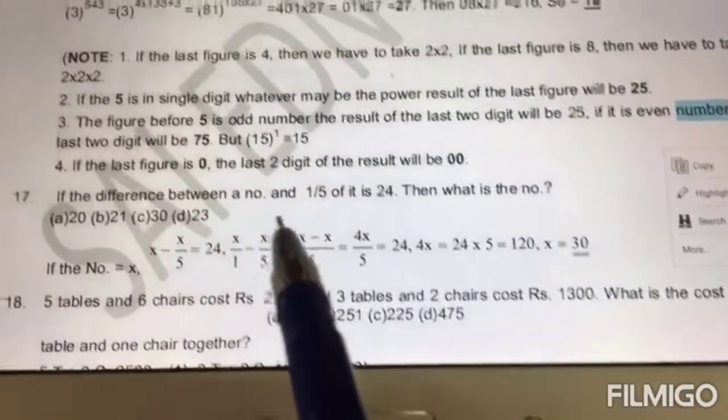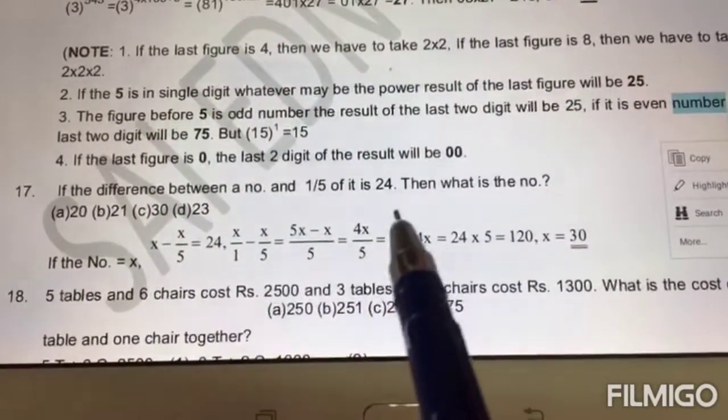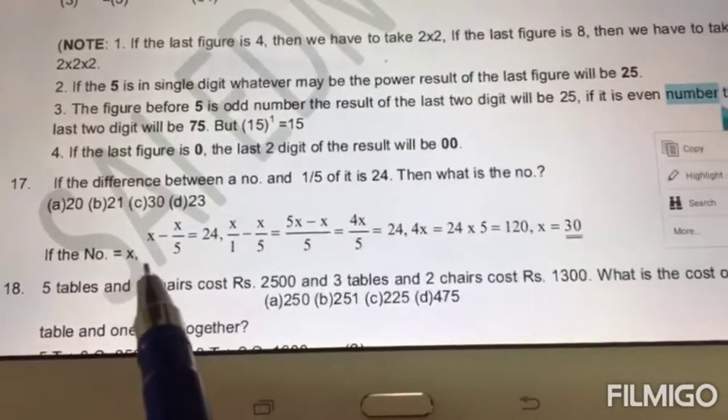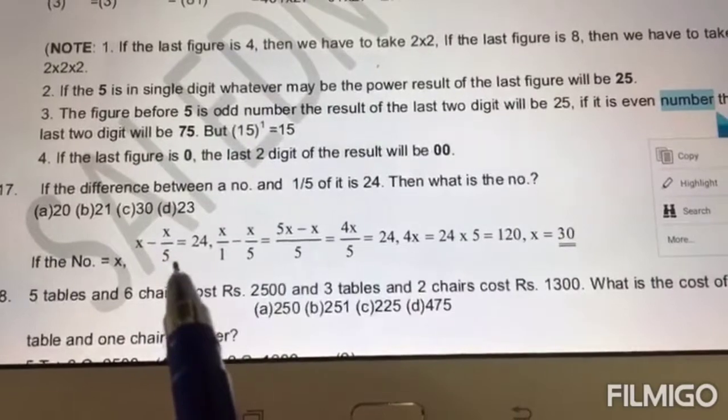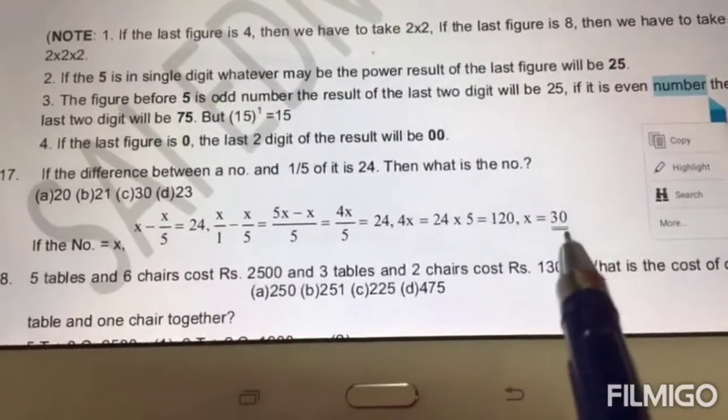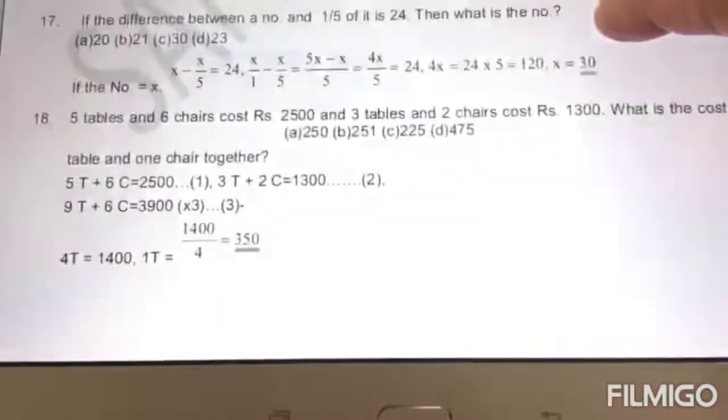Number 17. If the difference between a number and 1/5 of it is 24, then what is the number? Let us assume that the number is x. So x minus 1/5 of x, that is x by 5, is 24. When you solve, you will get x is equal to 30. Very simple, right? You can do that.